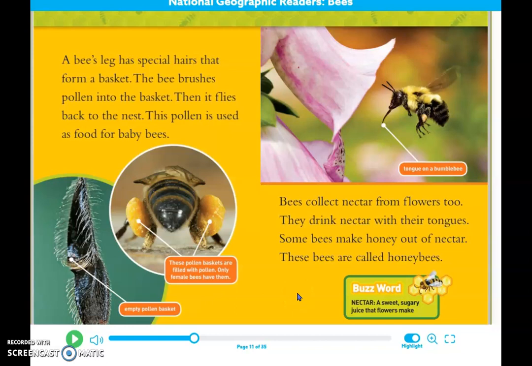Bees collect nectar from flowers too. They drink nectar with their tongues. Some bees make honey out of nectar. These bees are called honeybees. Another buzzword. Love these nonfiction text features. Nectar, a sweet, sugary juice that flowers make.